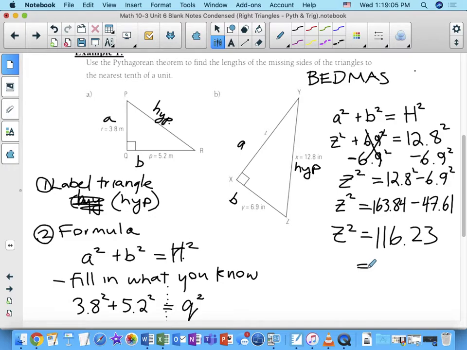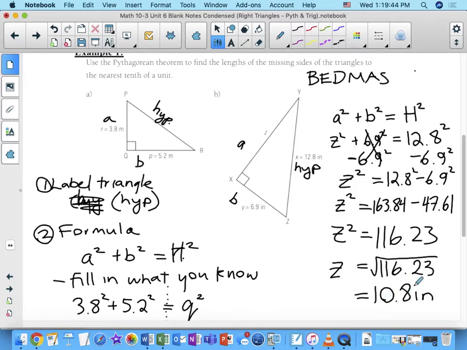And then what do you get? Oh, sorry. Then what do we have to do, actually, to get z? We don't have z yet. We have z squared. To get z, what do we need to do? How do we undo squaring? Square root, yes. So z is going to be the square root of 116.23. Yep. 10.78. Okay, so let's maybe round to the nearest tenth. That'd be 10.8, and this was in inches.